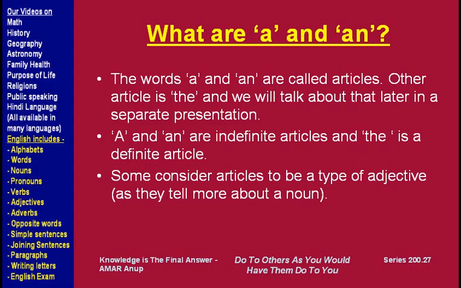Since a and an and also the add to the information about a noun, some people consider the articles to be a type of adjective. When we learn about adjectives, we will see that an adjective is a word that describes a noun, adds more information to a noun. And since a, an and the add more information to the noun, they are considered to be a type of adjective by some.